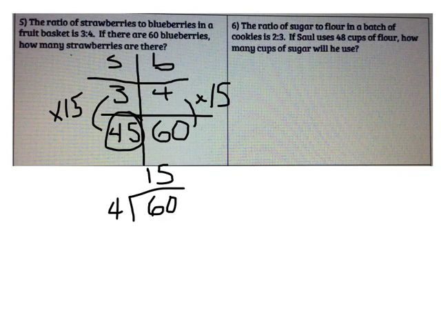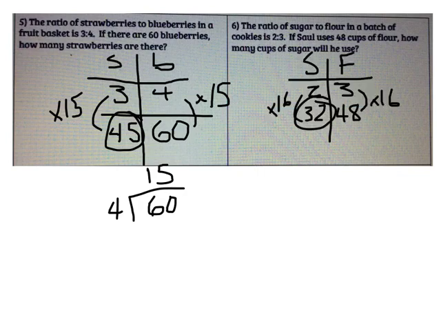Now you try one. The ratio of sugar to flour in a batch of cookies is 2 to 3. If Saul uses 48 cups of flour, how many cups of sugar will he use? Go ahead and answer that question now. The correct answer is 32 cups of sugar.